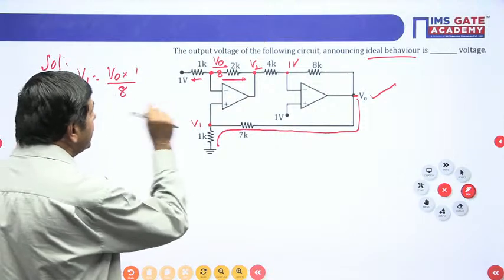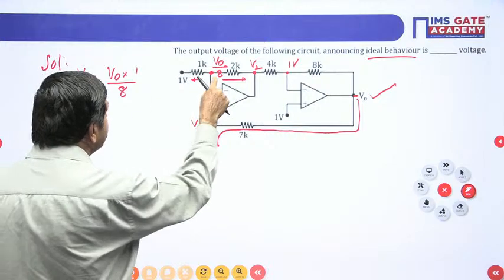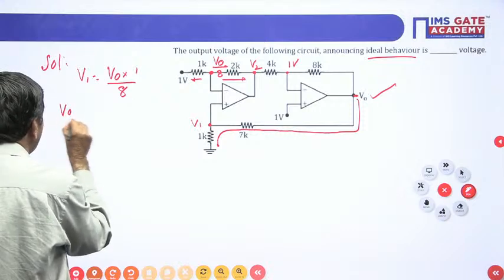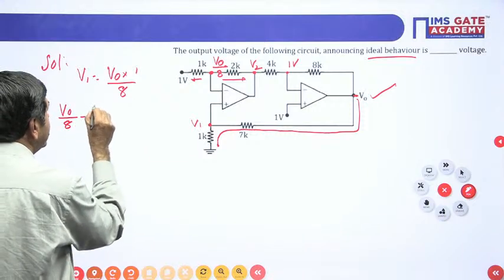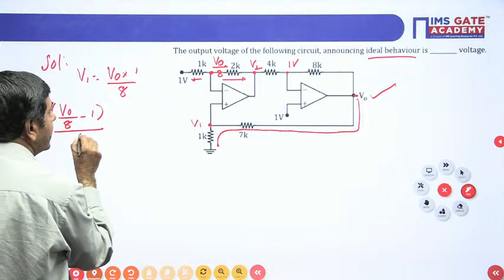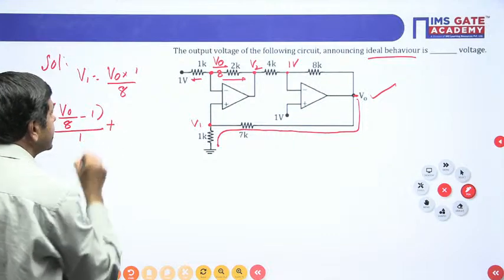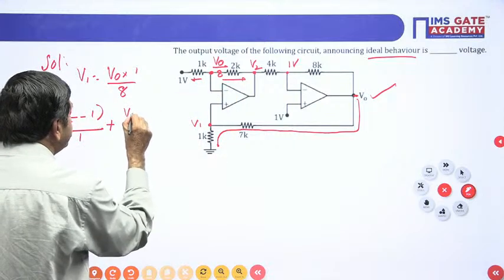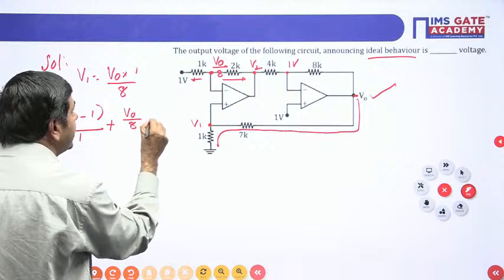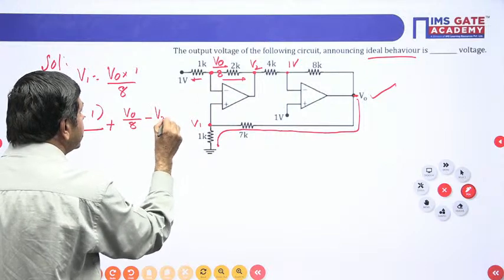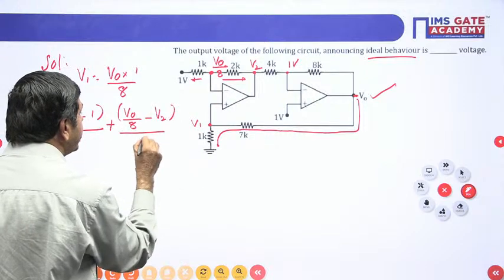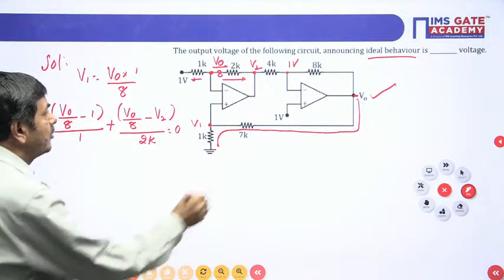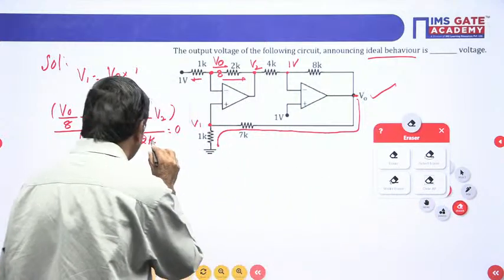That's why, as per the nodal analysis, this current is V naught by 8 minus 1, divided by 1K, all are in kilo ohms, plus this current is V naught by 8 minus V2 divided by 2K, that equal to 0 I can put here now. 2K, kilo cancel here now, I think. Kilo will be cancelled.